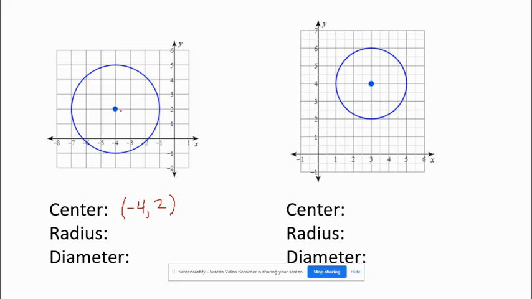All right, now to get the radius, all we're going to do is remember counting on the graph is like counting how many blocks you drive. How many blocks is it to go from the center to the edge of the circle? And so in this case, we end up with 3.